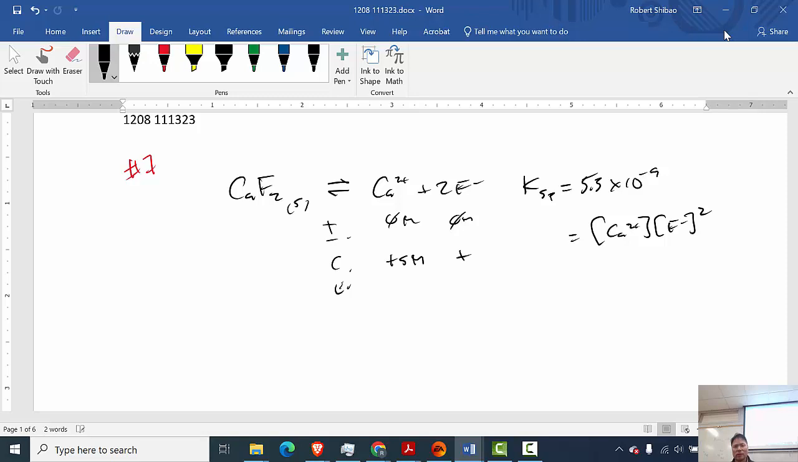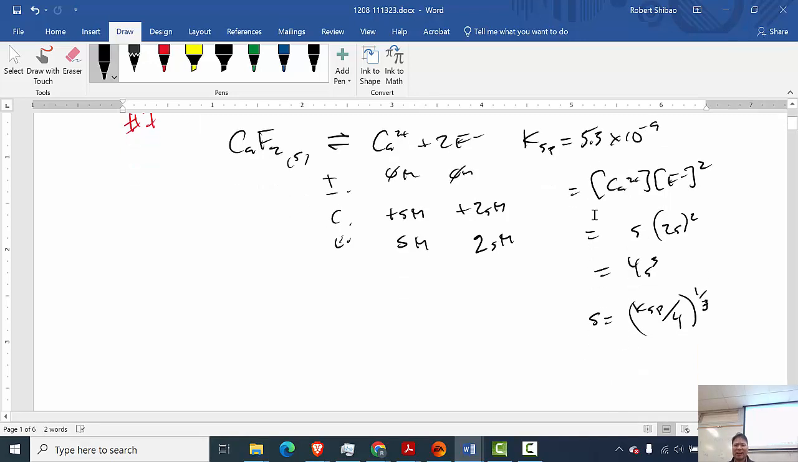Saturate the solution. So this will be plus S, this will be plus 2S molar here. And so at equilibrium, we're going to have S molar and 2S molar here. And so this is going to be equal to S times 2S quantity squared, which is going to give us 4S cubed. And therefore, the solubility of calcium fluoride is equal to the KSP divided by 4 to the 1/3 power.